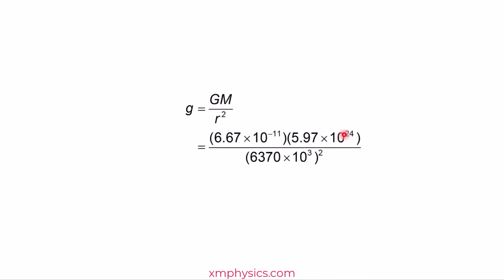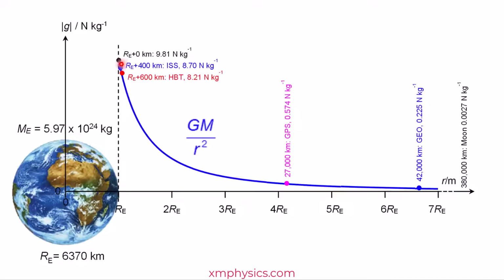Then we can still use the formula GM over r squared to calculate its field strength at a distance r from the center of the Earth. So if I plug in the mass of the Earth and the radius of the Earth, guess what number I'm going to get? 9.81 newtons per kilogram. You're of course very familiar with this number because that's the gravitational field strength on the surface of the Earth here.